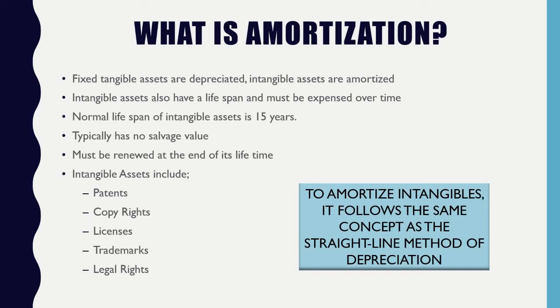Amortization is to intangible assets. Okay? So right here, fixed tangible assets are depreciated. Intangible assets are amortized. They all do the same thing, and they all represent the same thing, right? You're devaluing an asset. It's just terminology. So in this case, how do we amortize our items?